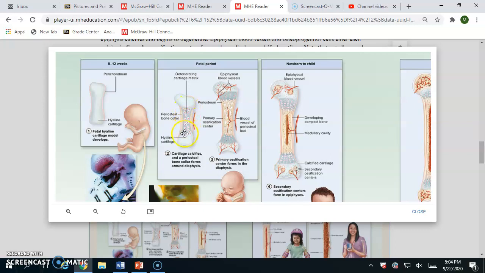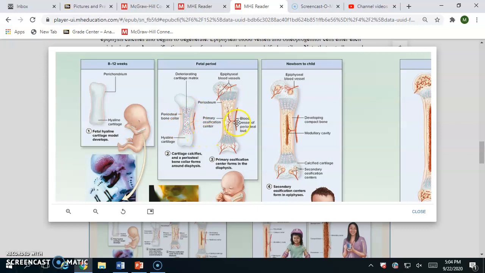Now, I keep pointing to the middle. But really, the first place that the bone will form is actually along the sides of the diaphysis. So remember this slender, narrow shaft in the middle is the diaphysis. It'll actually form along the sides first. And they call that a bone collar because it's just forming around the sides.